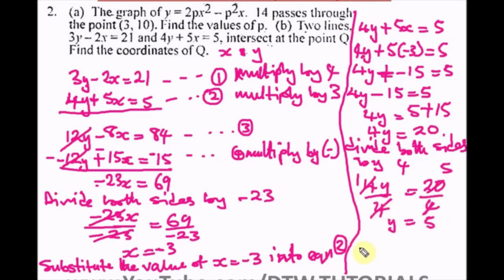So our coordinates, you're going to state now. So the coordinates of what? Q. The coordinate of Q is what? Bracket what? What's the value for x? X is what? Minus 3, comma what? And what's the value for y? The value of y is what? 5. So our coordinate of Q is what? Minus 3, comma 5. Alright, so this is our final answer.